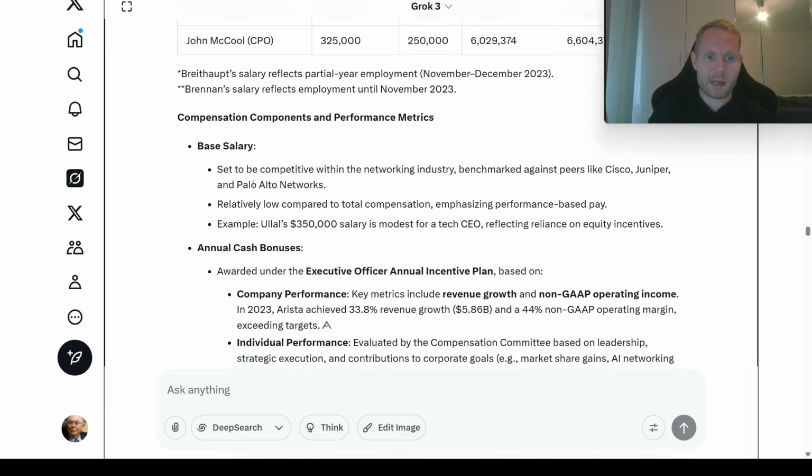So you have base salary that's set to be competitive and benchmarked against Cisco, Juniper, and Palo Alto. A lot of the times, companies are going to have really high base salary and they're benchmarked against peers, but the peers are some other companies in other industries. So this is something that we have to look at, if they're benchmarking it against real peers or just naming some companies to be able to pay themselves outrageous salaries.